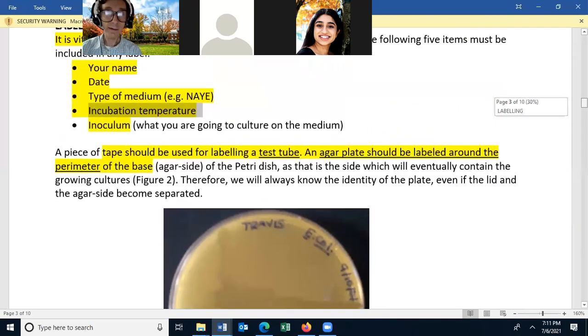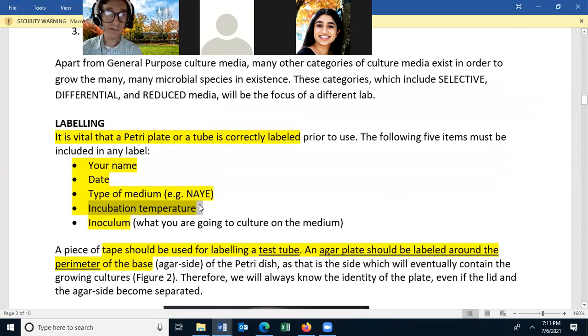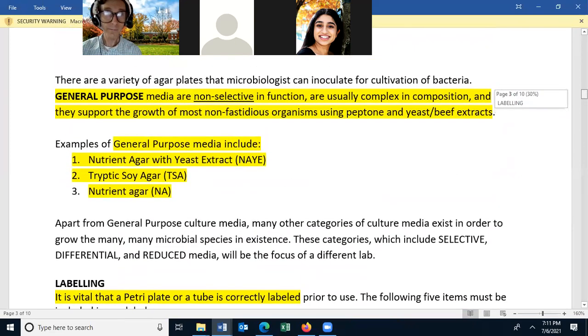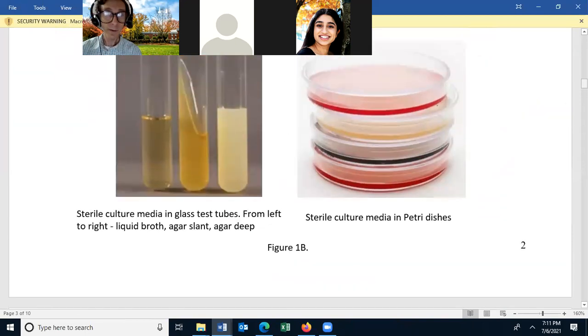How you add the labeling information on a tube is you get a piece of tape, and then you write the information on the tape, and then you put the tape on the tube. So it's going around here. Generally, you don't want the tape to be like right here, because we'll be growing the organisms here. We might be growing it here.